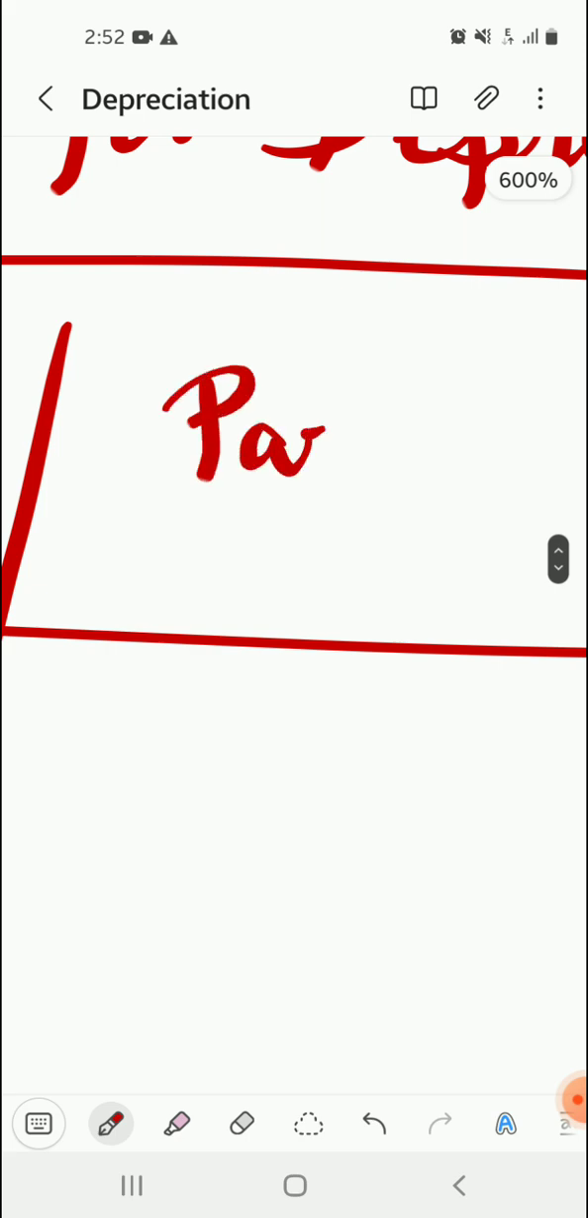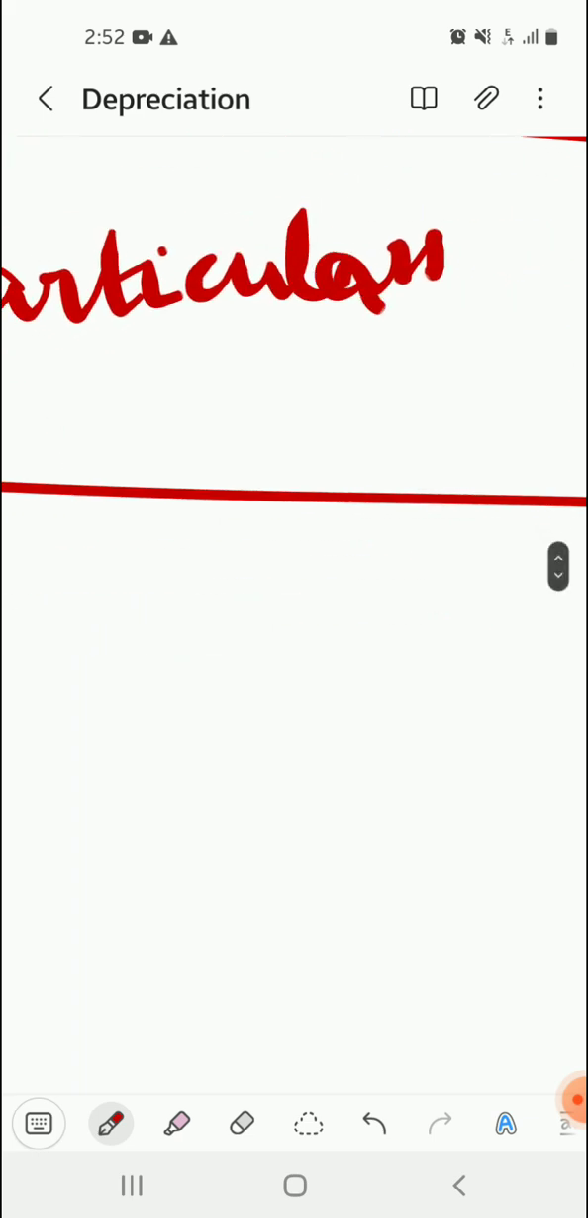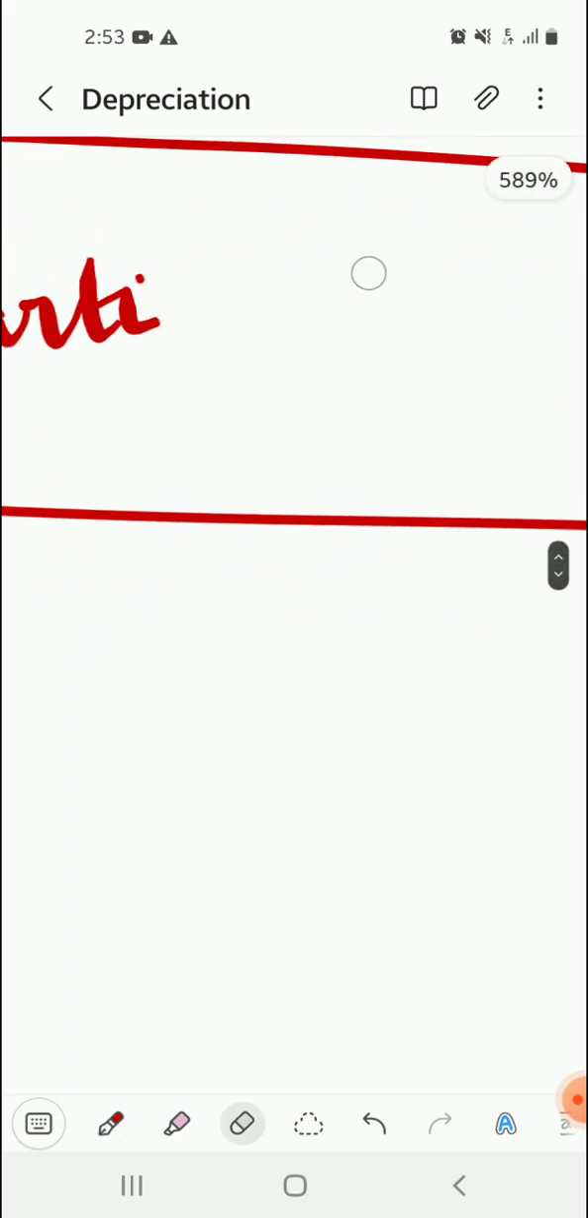This is the particulars. We're going to write the date along with it because, as I told you, there's some problem with the space. So particulars.